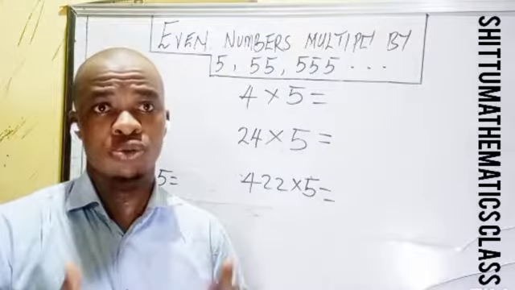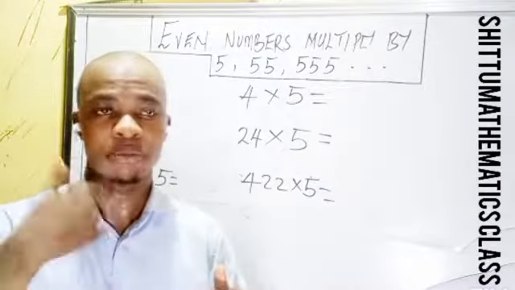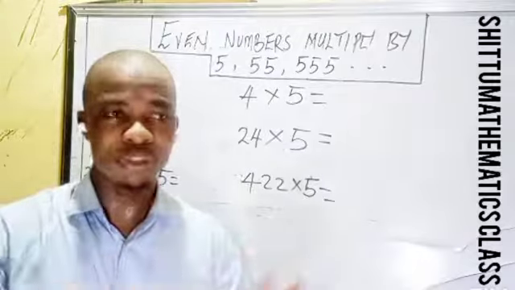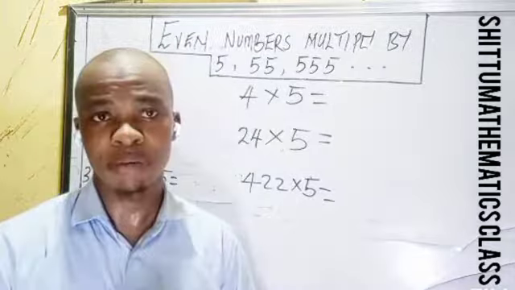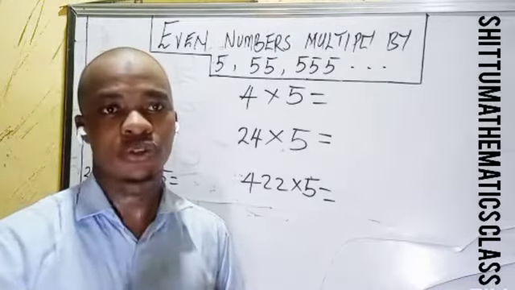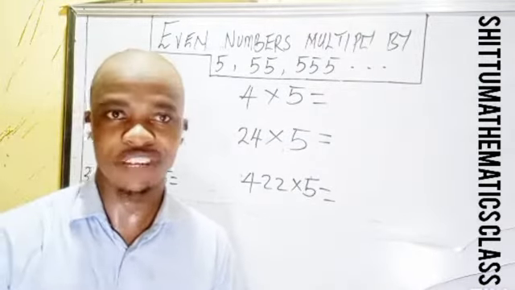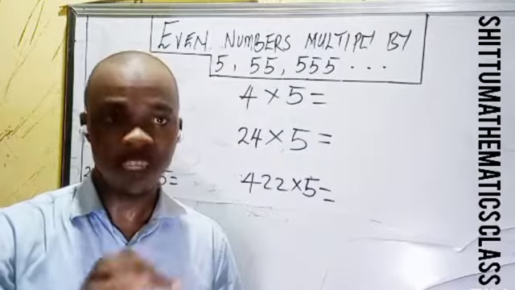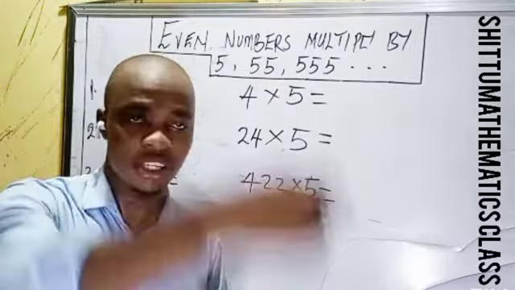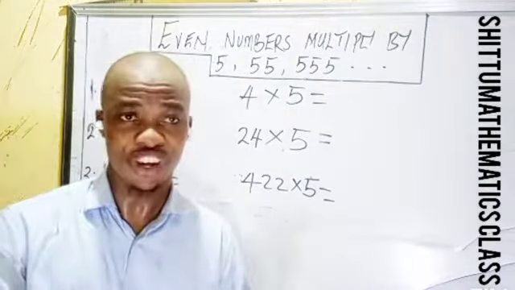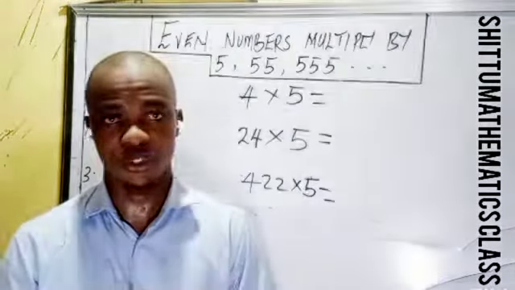Okay, before that, let me quickly give you the introduction of what we are going to do. Whenever you are given an even number multiplied by 5, what you need to do is very simple. You divide the even number by 2 and add 0 to the back of the number, and you have the answer. Let me come again. You divide the even number by 2. Whatever the result is, you write it down. Then you add 0 to the back of the number, and you have the result.